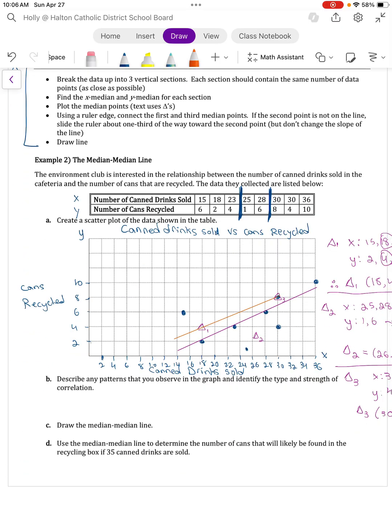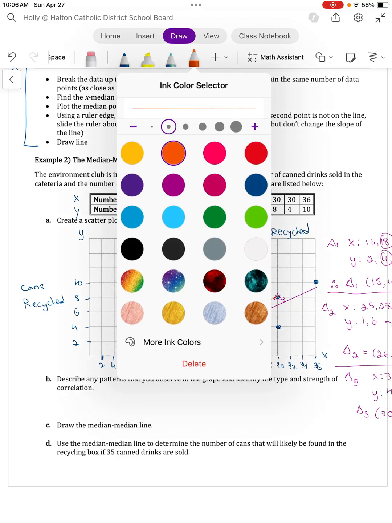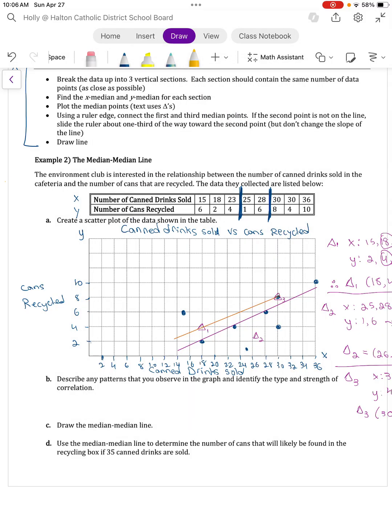So that's done. And then, if the second point is not on the line, slide the ruler about 1/3 of the way toward the second point. Delta 2 is not on the line. So what you need to do is look at where delta 2 is. I like to draw a perpendicular line to it because then I can look along that line. I need to look at about 1/3.